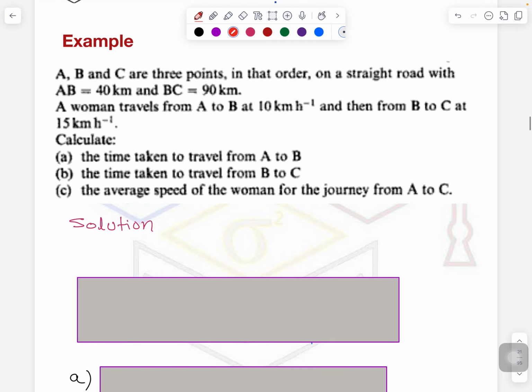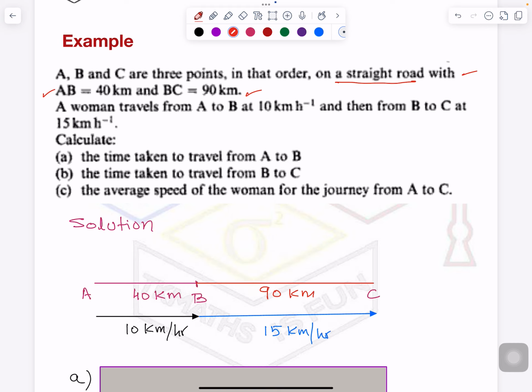So let's solve this question first. A, B, C are 3 points. The distance between A and B is 40 kilometer and BC is 90 kilometer, and it is a straight road. So let me write down this information in the form of a diagram here. I have drawn the diagram, straight line ABC. And what is the speed between AB and what is the distance between AB? What is the speed between BC and what is the distance BC? I have mentioned it here in the diagram.